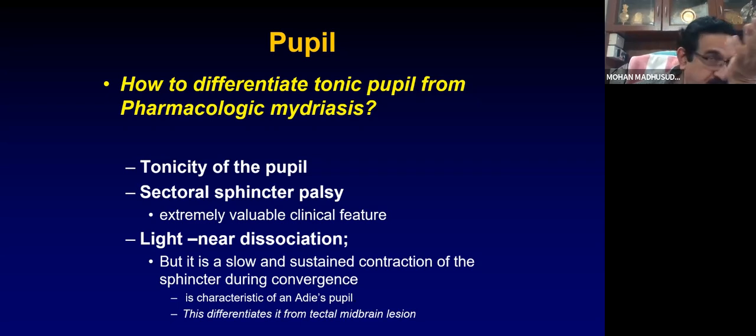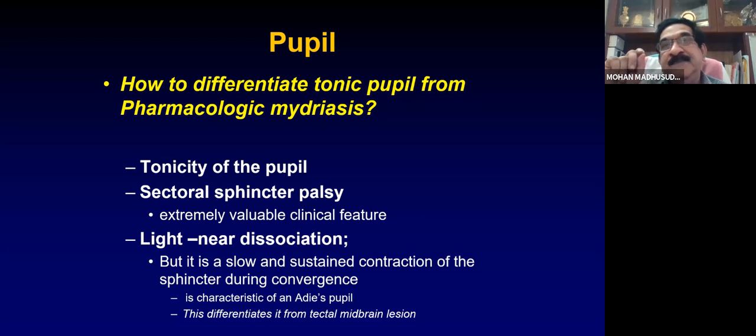And where is the lesion for the Adie pupil classically described? It is in the ciliary ganglion. Okay, this point helps differentiate between Adie pupil and the tectal lesion. In a tectal lesion, the reaction is brisk to accommodation, but not to light. But in a tonic pupil, it is a slow constriction and slow reaction. The tonicity will occur only in Adie pupil or lesions in the ciliary ganglion.